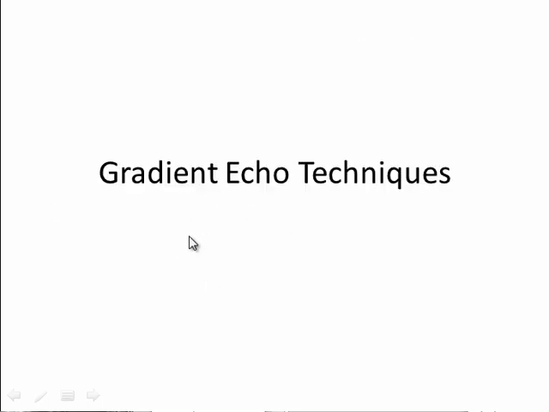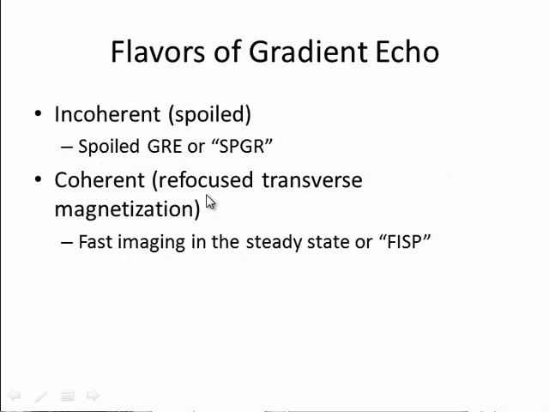So we'll talk now about some gradient echo techniques. There really are just 2 flavors of gradient echo imaging, that being incoherent or spoiled, and coherent, in which the transverse magnetization is refocused. In this case, this is called fast imaging in the steady state, or FISP.